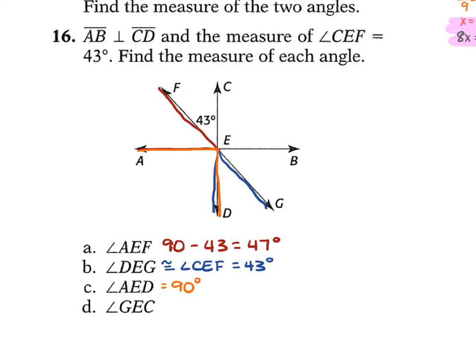And then for D, GEC is this angle here, which is congruent to the angle AEF. So that's 40. No, it's not. I'm sorry. It is not congruent to that angle. It is congruent to the angle that we don't have. So we're going to have to find this. So that's going to be 180 minus 43 degrees. So that's going to be 137 degrees.